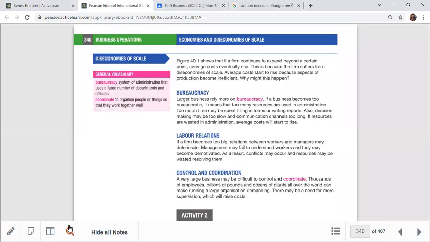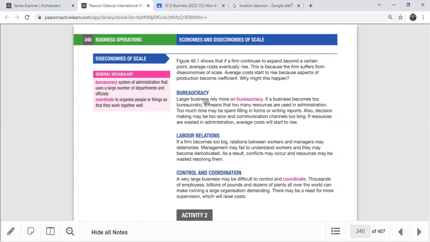However, we are talking about the other side, the diseconomies of scale section. The diseconomies of scale is where an organization will have disadvantages. We call this diseconomies of scale, right? That means expanded beyond a certain point of average cost. Then what happens if you overexpand, eventually the business cost will rise. This is called diseconomies of scale, because the firm will suffer from it. The average cost starts increasing.